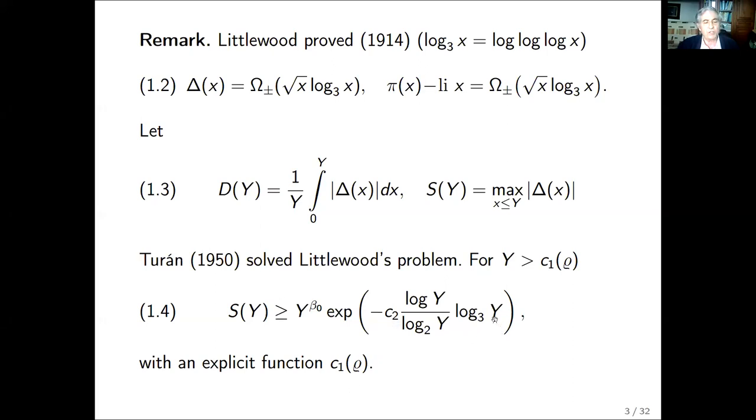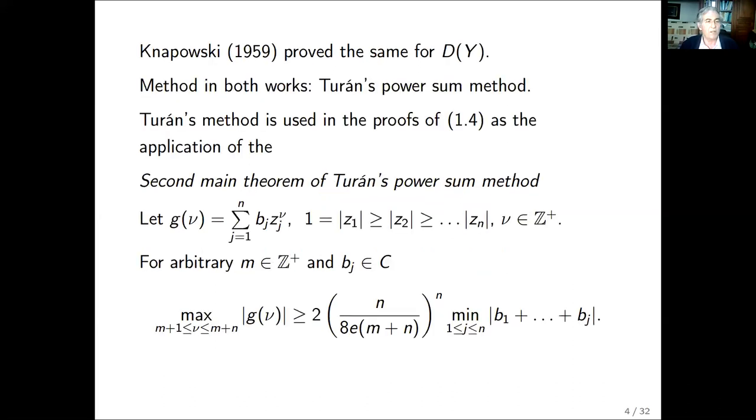And he gave a function which was a little bit better than just y to the beta naught minus epsilon. Knapowski later proved the same result for the average value of the modulus of the remainder term, also using Turán's power sum method. Both works used the so-called second main theorem of Turán's power sum method, which shows that if we have a power sum and we consider the power sum normalized in such a way that the modulus of the largest number z_j is equal to one.